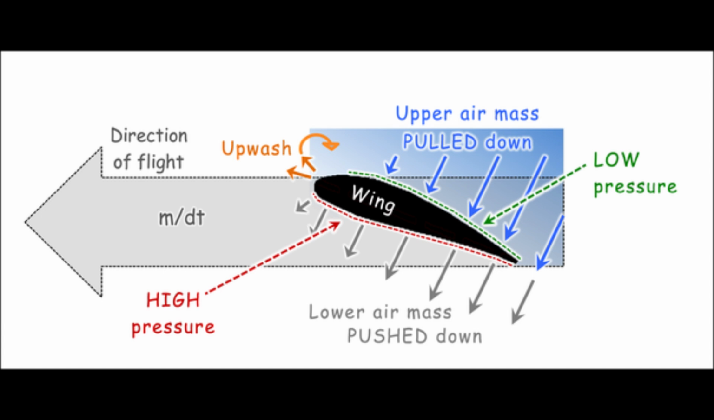This increased velocity reduces the pressure above the airfoil. Applying Bernoulli's principle of pressure, the increase in the speed of the air across the top of an airfoil produces a drop in pressure.